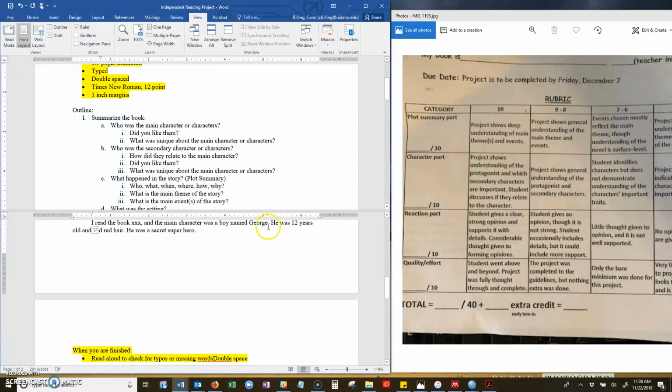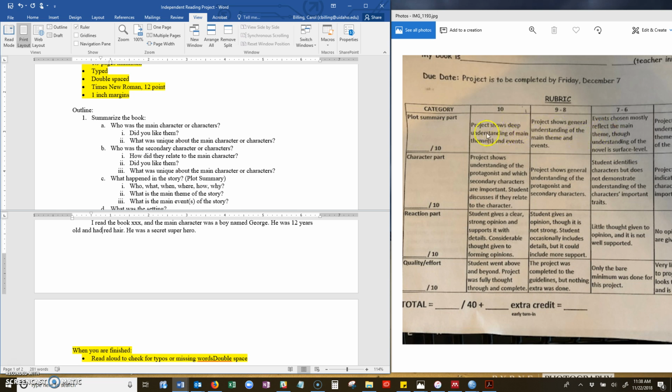Now, I want to tell you one other thing. Here, I'm giving some details, right? He was 12 years old. He had red hair. He was a secret superhero. I'm saying these things because I looked over here at the rubric, and I want to be in the 10s. And being in the 10s is all about details. If you want to stay in the 8 and 9, be general, and you won't get there.